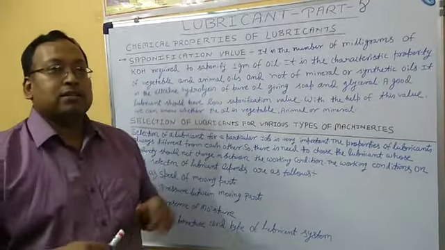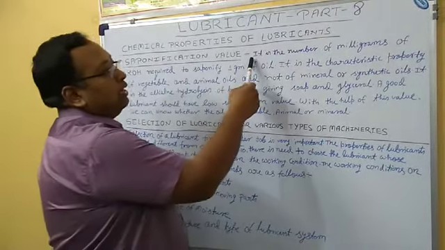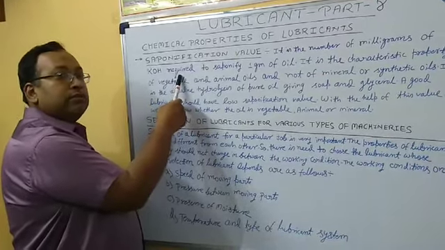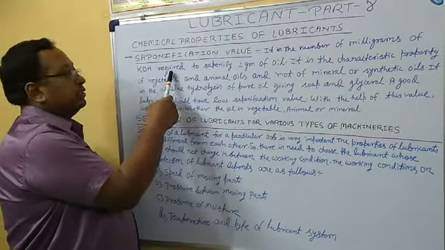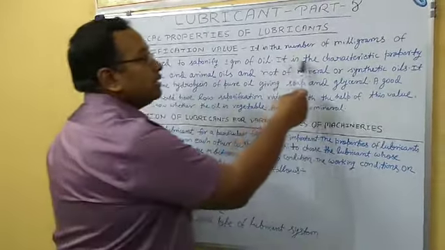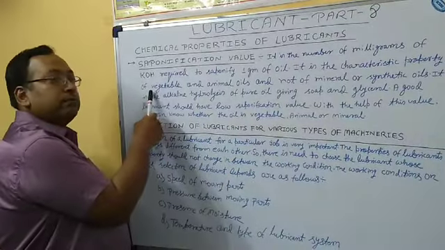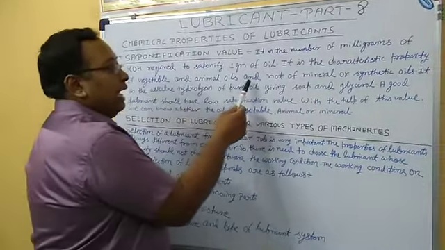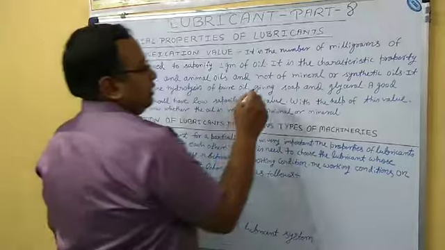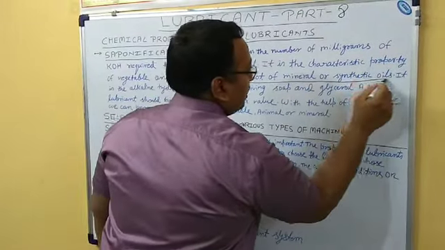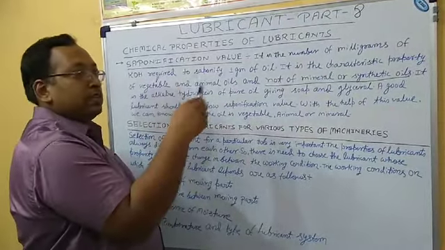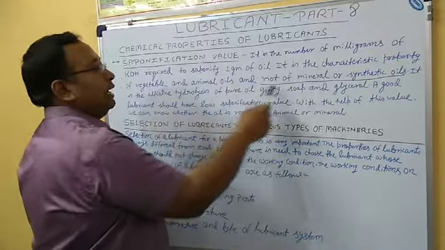So now let us start from the board. It is the number of milligrams of KOH required. Here we use potassium hydroxide as a base to saponify 1 gram of oil. It is the characteristic property of vegetable and animal oils and not of mineral or synthetic oils. So this is the distinction point: at this point, saponification value distinguishes between these two terminologies.